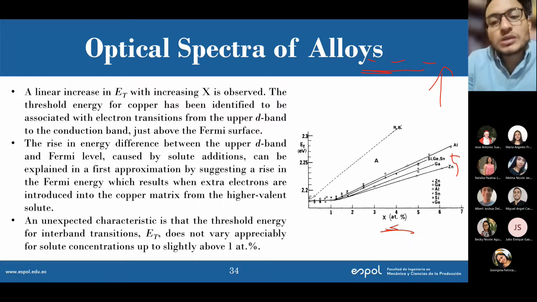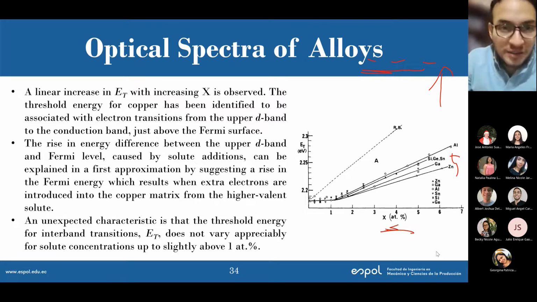However, there is another interesting fact here: at least up to 1 atom percent, you don't really have a variation in the energy threshold, the energy for interband transitions. So disregarding whatever alloying element I use, I don't have any variation in my energy for interband transition. And that is because of a screening effect.